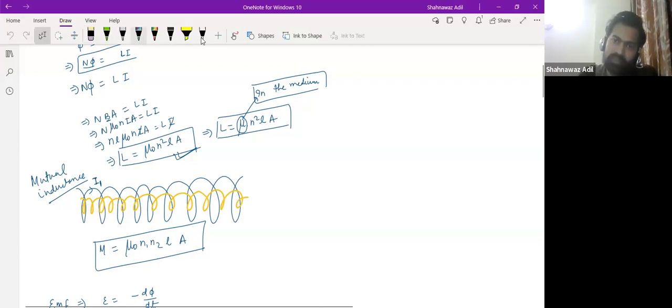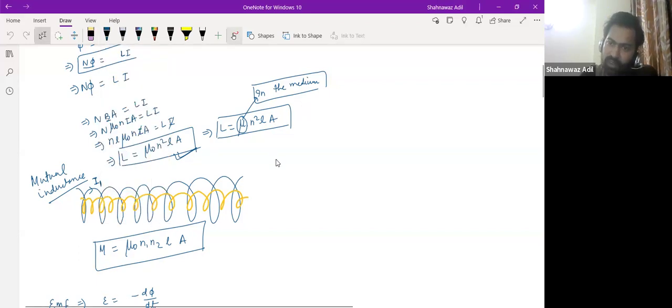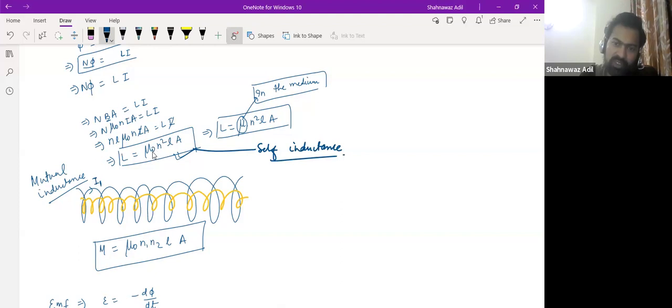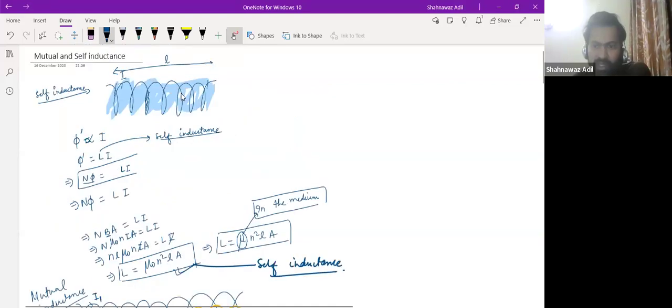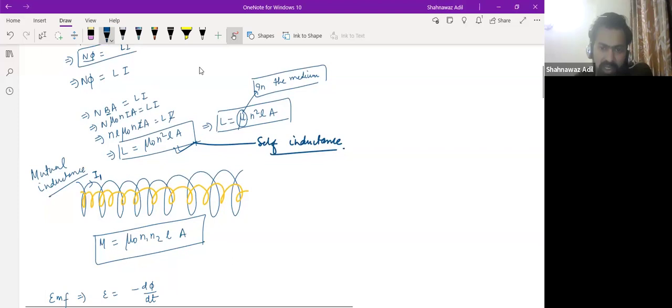This one is the self-inductance, and this is the mutual inductance. And if you put this thing in a medium, then this would be the self-inductance, right? So this mu naught is replaced by this mu, where mu is the permeability of that medium. So you just change mu naught to mu.